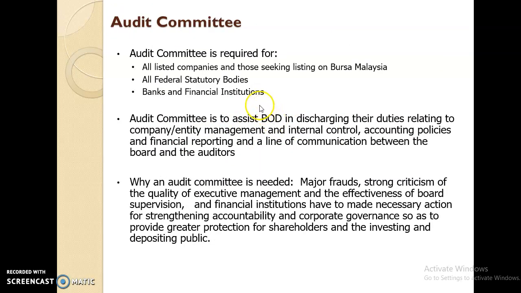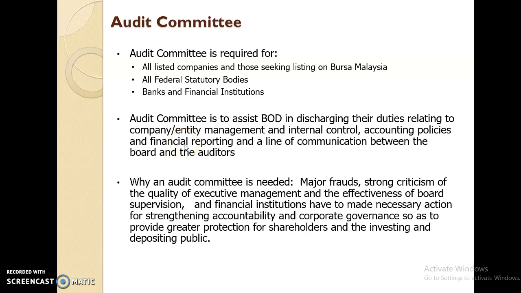And we have audit committees. I mentioned just now, required for all listed companies, all federal statutory bodies, as well as banking and financial institutions. So what actually is the main duty of the audit committee? Basically, they are to assist the board of directors in discharging their duties relating to the company or entity management and internal control, accounting policies and financial reporting, and a line of communication between the board and the auditors.